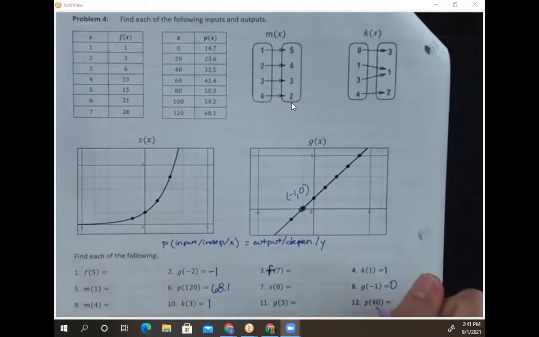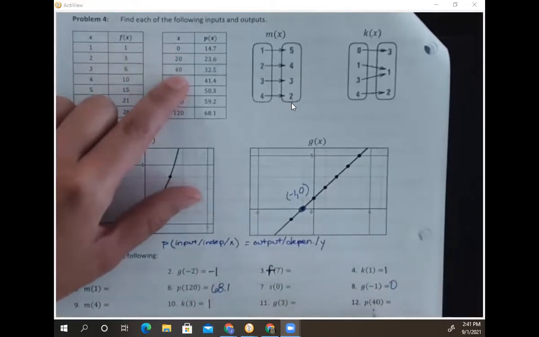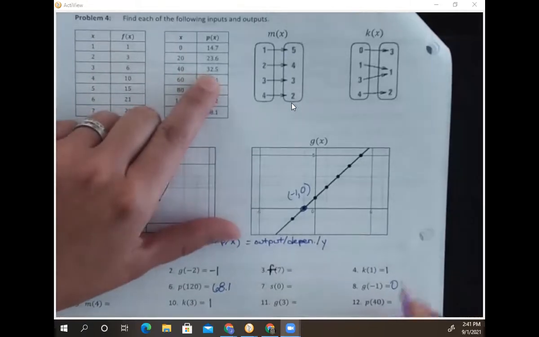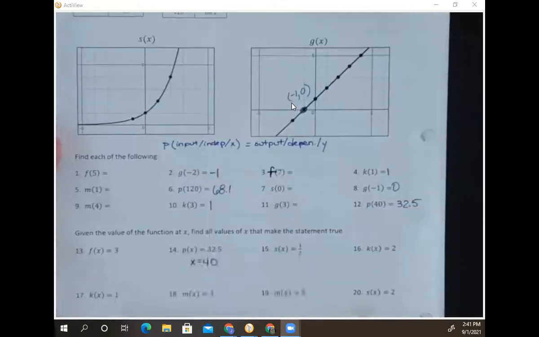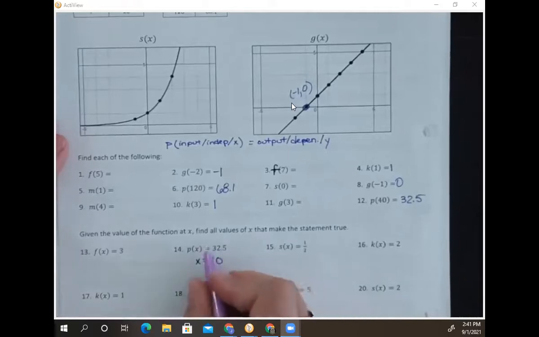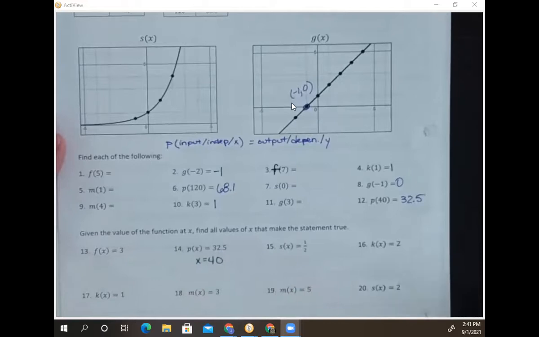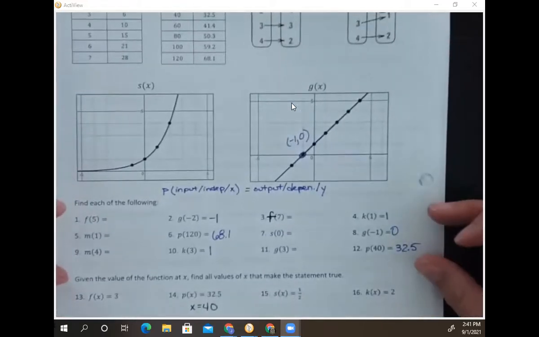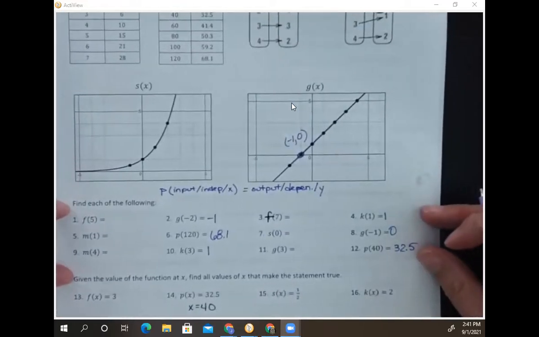For 12, P of 40. So here's my input of 40. My output then is 32.5. So P of 40 equals 32.5. And in the notes from yesterday, we did the inverse of that problem. We had 32.5 and we found that the input would have been 40. Questions on the first section of problems on this page?